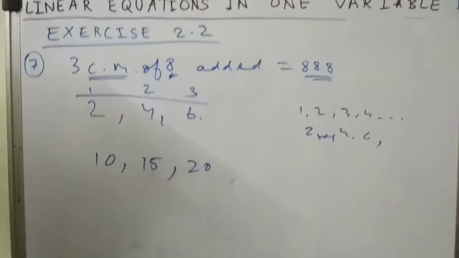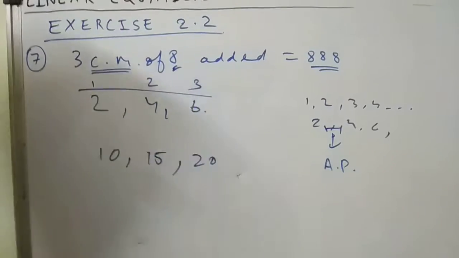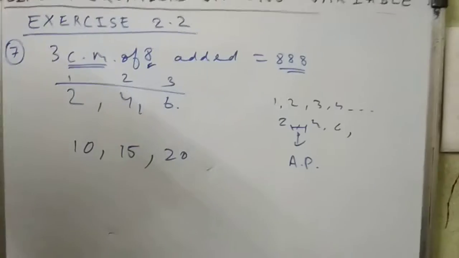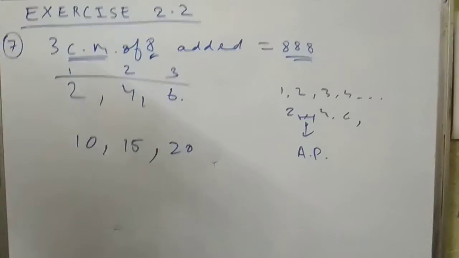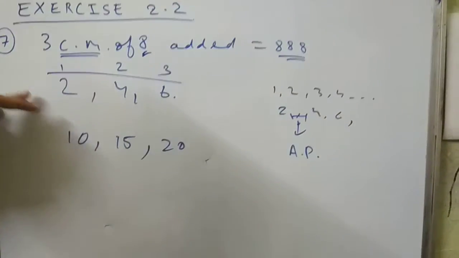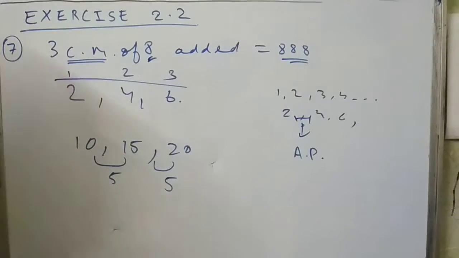Common difference. And in further classes, 10th standard, you will be learning about arithmetic progression. It will be just about consecutive multiples, and you will be able to solve this type of question very easily. But since I'm not teaching you AP, let's proceed. Let's come back to this. You can see here also a 5 difference, here also a 5 difference. That means it is consecutive.